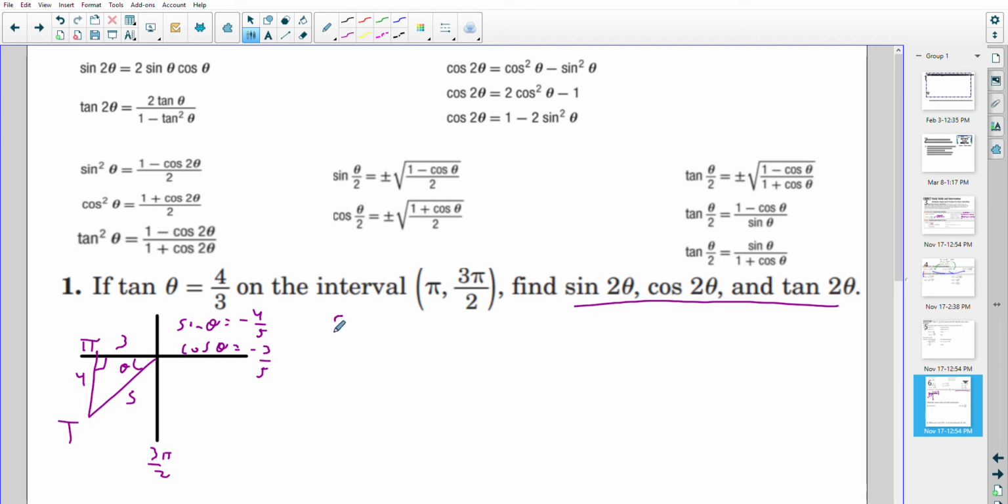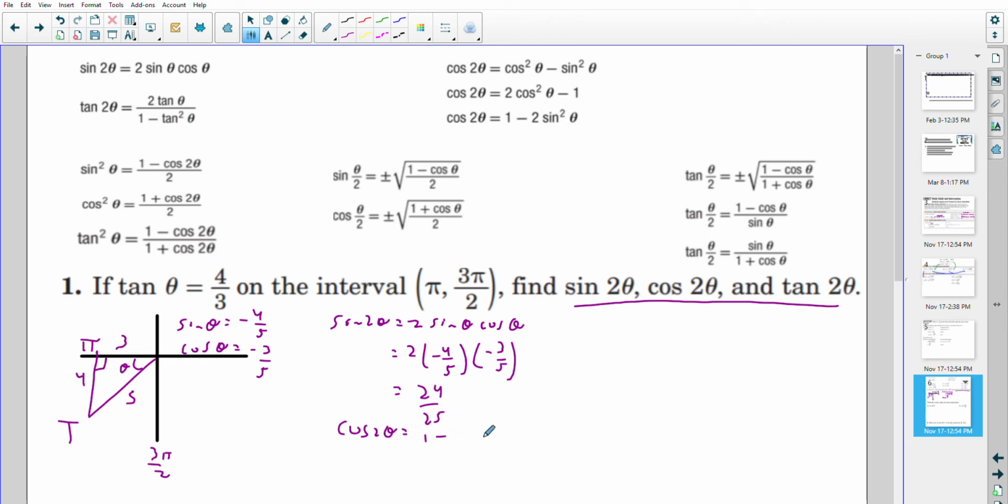So to start with, sine 2 theta equals 2 sine theta cosine theta, and then it's just a matter of substituting in. 2 times negative 4/5 times the cosine of negative 3/5, which is, let's see, 24 over 25. And if you look at the cosine 2 theta, now you can use any one of these three, and they will give you all the same answer as long as you do them correctly.